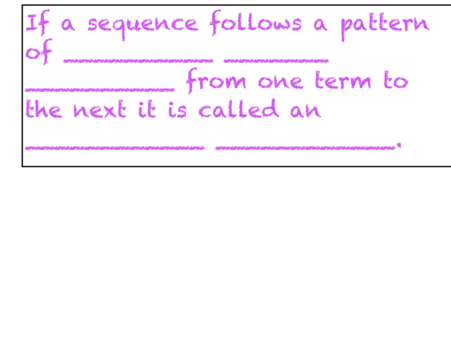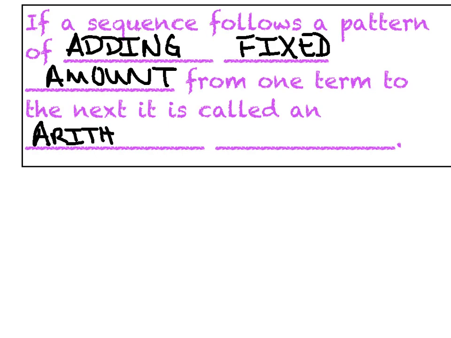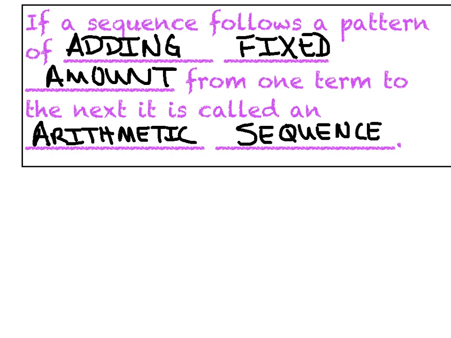It says if a sequence follows a pattern of adding, and right there's the key word of the day. That's our buzzword for the day. If we're adding a fixed amount each time from one term to the next, it is called an arithmetic sequence. So this is by far our most important definition of the day, and we need to make sure we get this entire thing copied down. So if we're adding a fixed amount from one term to the next, this is called an arithmetic sequence.